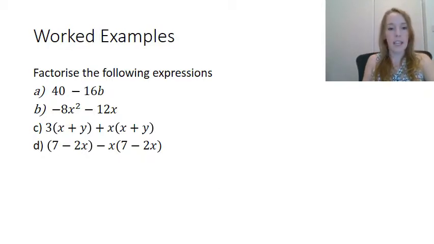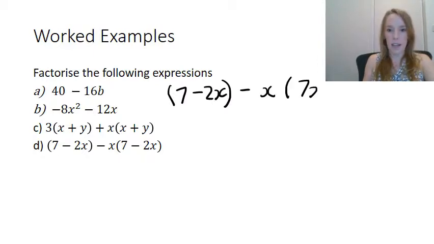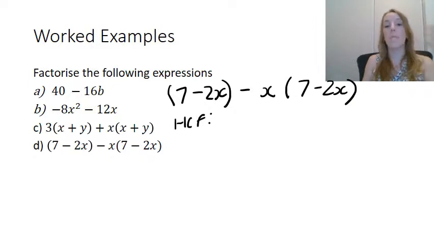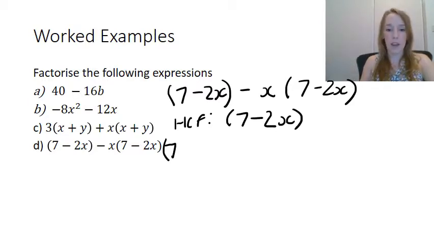Okay, for D, we've got 7 take 2x in our first bracket, x, 7 take 2x in our second bracket. So our highest common factor, what can they both be divisible by? Well, they can both be divisible by 7 take 2x. So again, we're going to write our highest common factor outside in brackets, and then rewrite our expression dividing each term by our highest common factor.